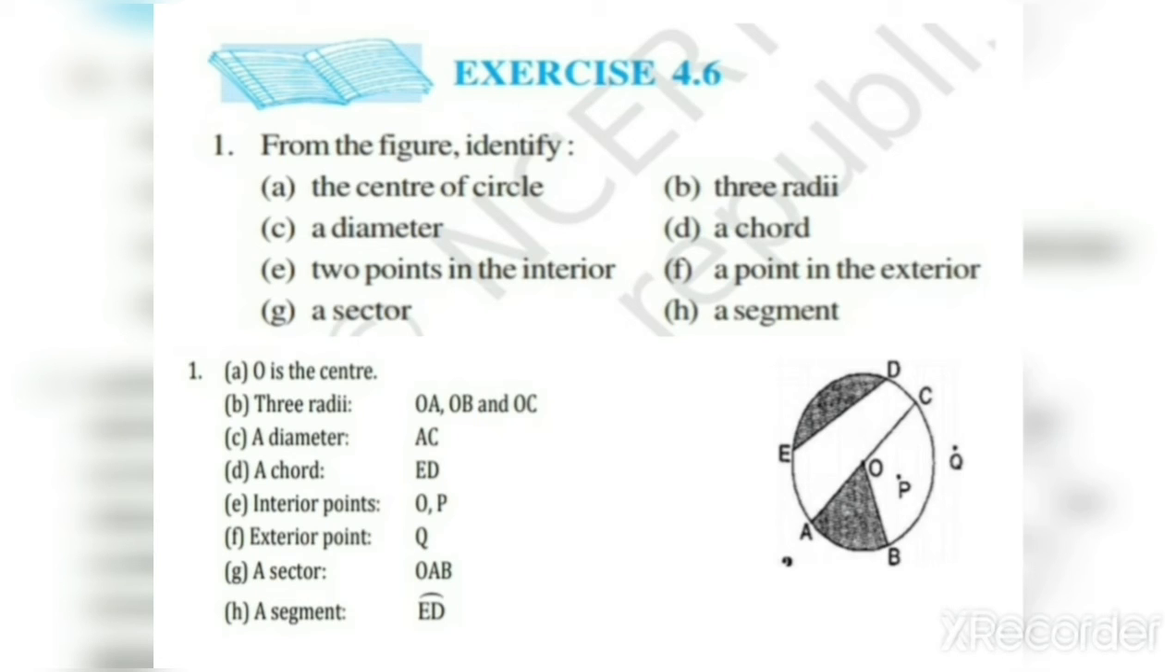A sector, OAB, is a sector, and a segment is ED. These are the parts of a circle.